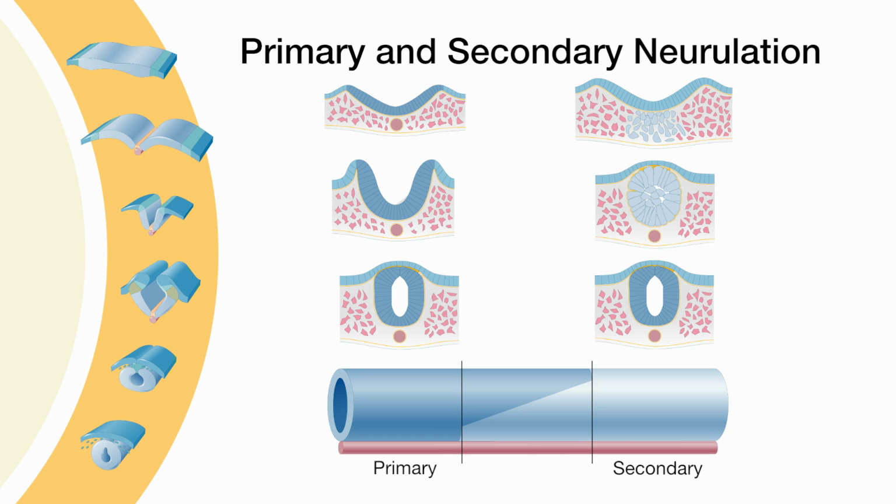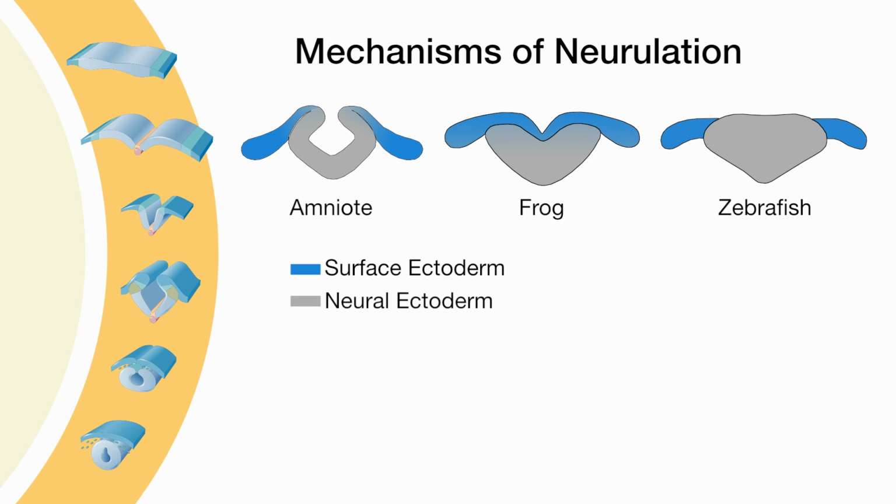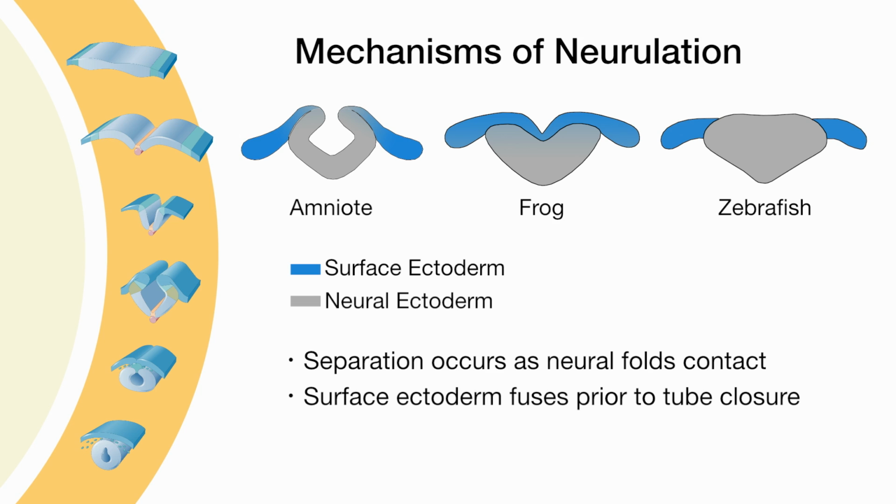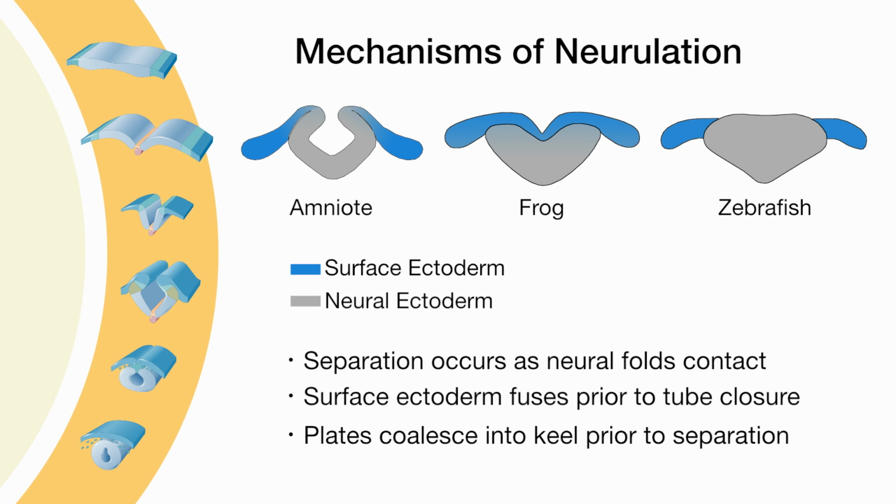It is important to note that although the mechanisms of neurulation are largely conserved, some variation among different vertebrate species does exist, particularly as it pertains to the timing and ways in which the epidermis and neural tube fuse into their own separate structures. For instance, in amniotes, separation will occur at the moment the neural folds contact. However, the surface ectoderm of the frog neurula will fuse prior to neural tube closure, and further different is how the zebrafish neural plates coalesce into a neural keel prior to the separation of surface ectoderm.